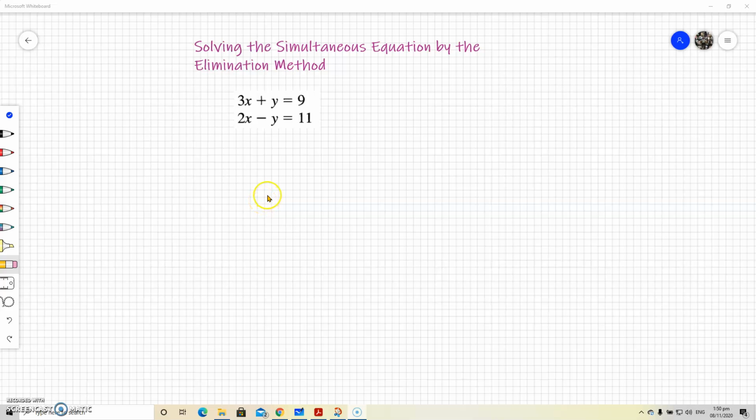Hello, welcome to another session of simultaneous equations. Today we will be solving simultaneous equations, and the method we're using is the elimination technique.